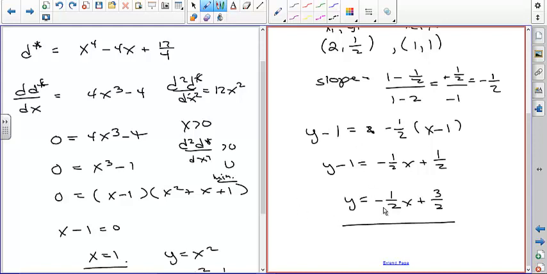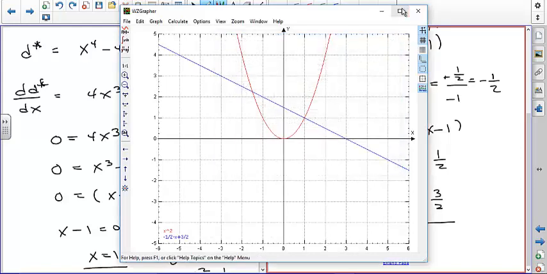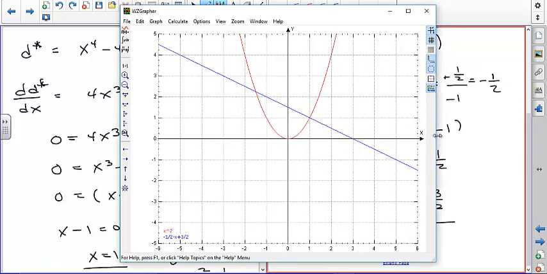Okay, so I'm going to plot that as well. Negative 1/2 x plus 3/2. And I plot that. And there it is. And I'm going to change the dimensions of this to try to make the squares as square as possible. So I'm just trying to make this dimension approximately equal to that dimension.